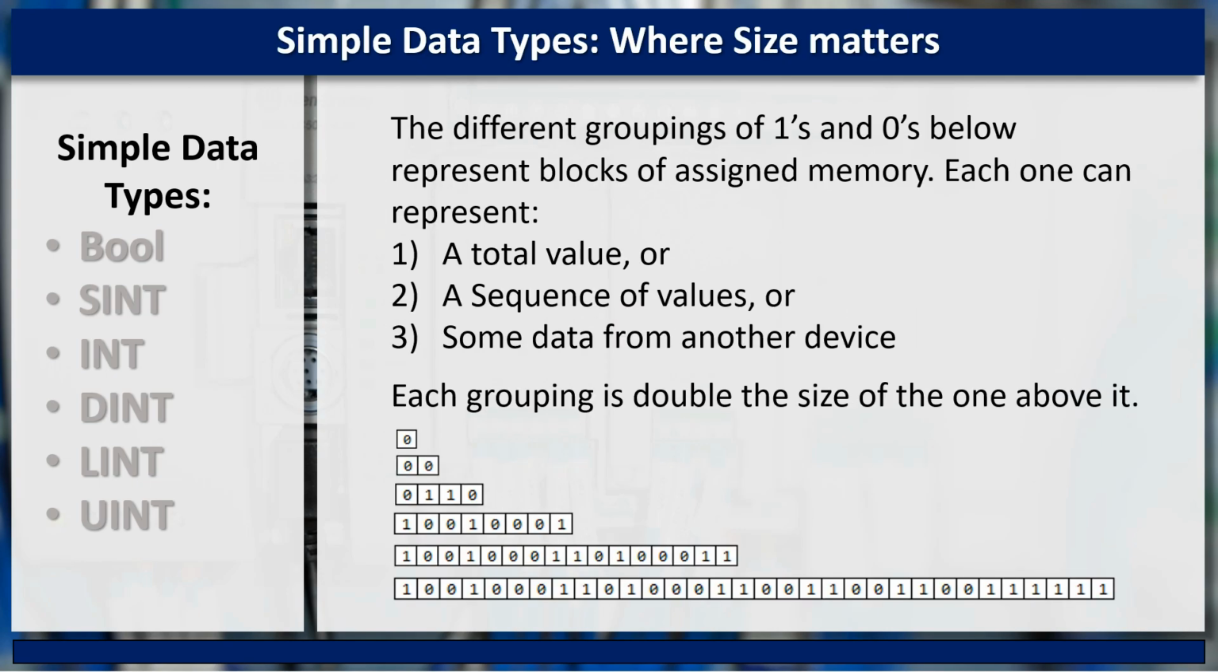The different groupings of ones and zeros below represent blocks of assigned memory. Each one can represent a total value, or a sequence of values, or some data from another device. Each grouping is double the size of the one above it.